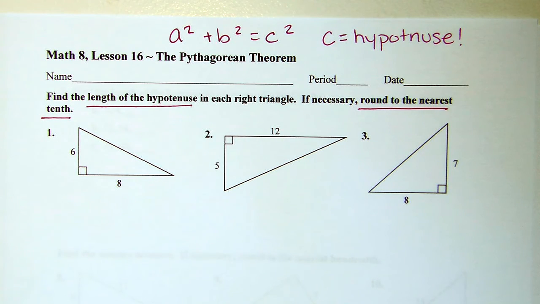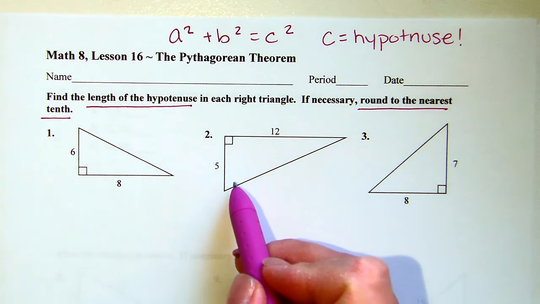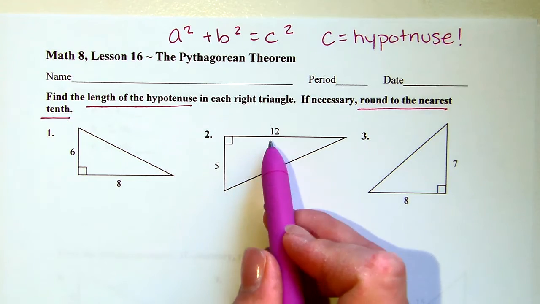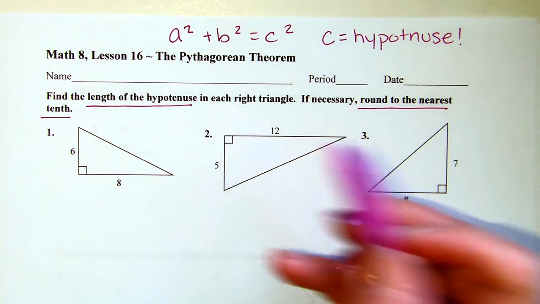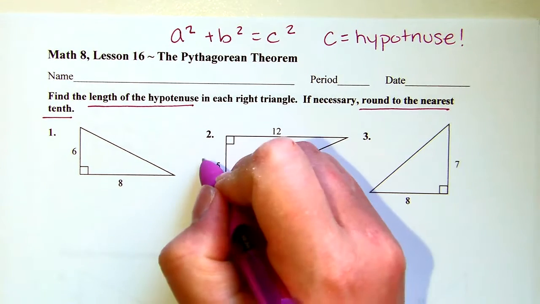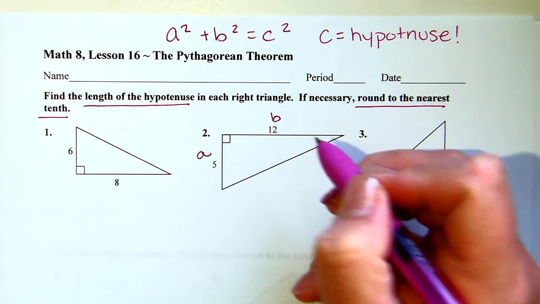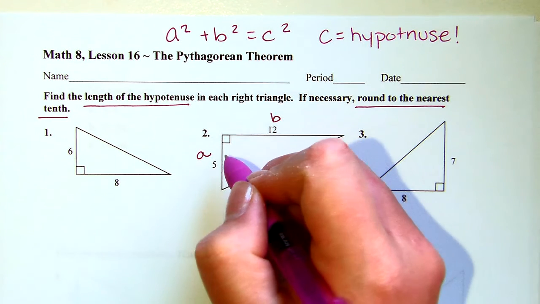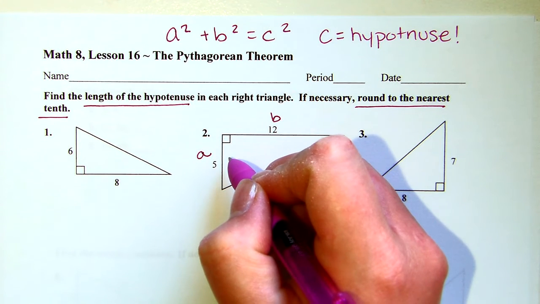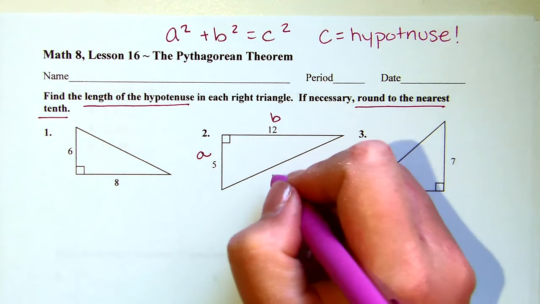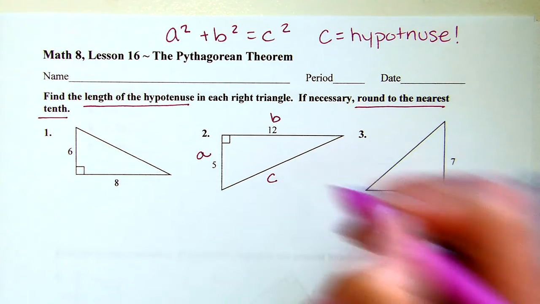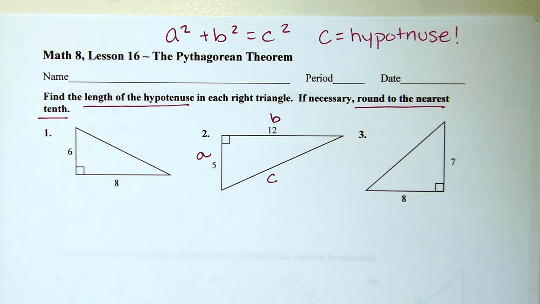I'm going to start out with number 2. Now for number 2, I have 5 and 12. I know that this is going to be A, this is going to be B. If you want to have A be over 12 and B be over 5, that's totally fine as well. But ultimately, this is C, our hypotenuse. So we need to label our figure.